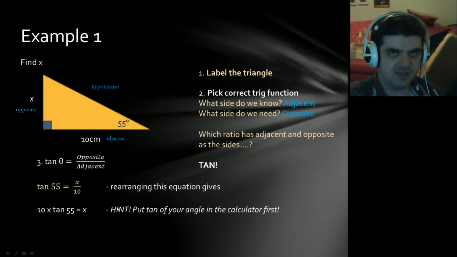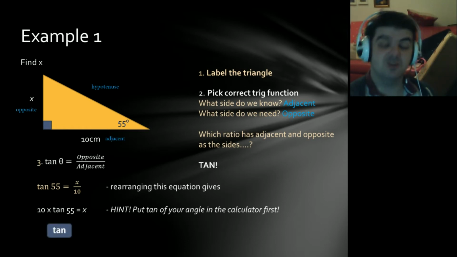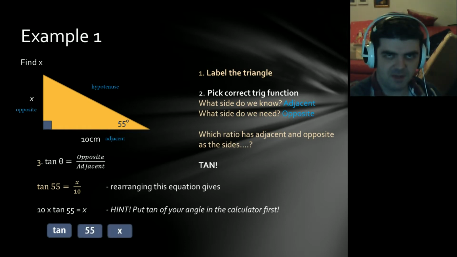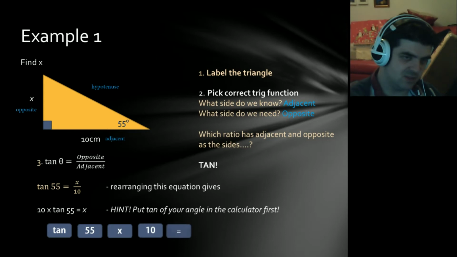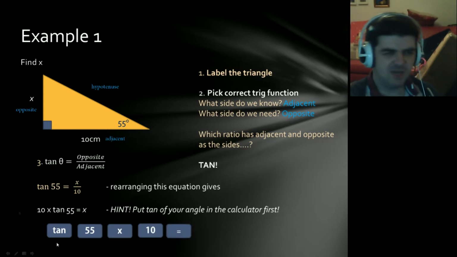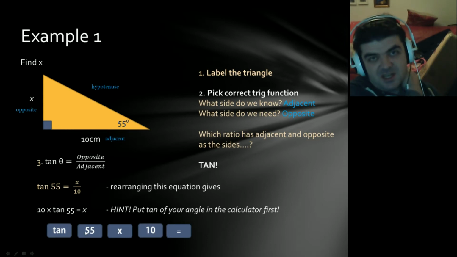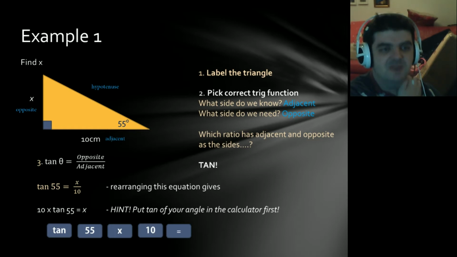Hint, when putting these into your calculator, do the tan of your angle, or the sine or the cos of your angle, first, and then multiply it by 10. So what I've done is put in the buttons you should press and the order you should press them. So press tan 55 multiplied by 10 equals. You shouldn't have to hit equals after the tan 55, it should just come up with a number. There might be an old calculator that needs that, but if you don't get an answer from tan 55, we'll have a look at that on Tuesday. Most calculators I've ever seen, once you hit tan 55, you're sorted.